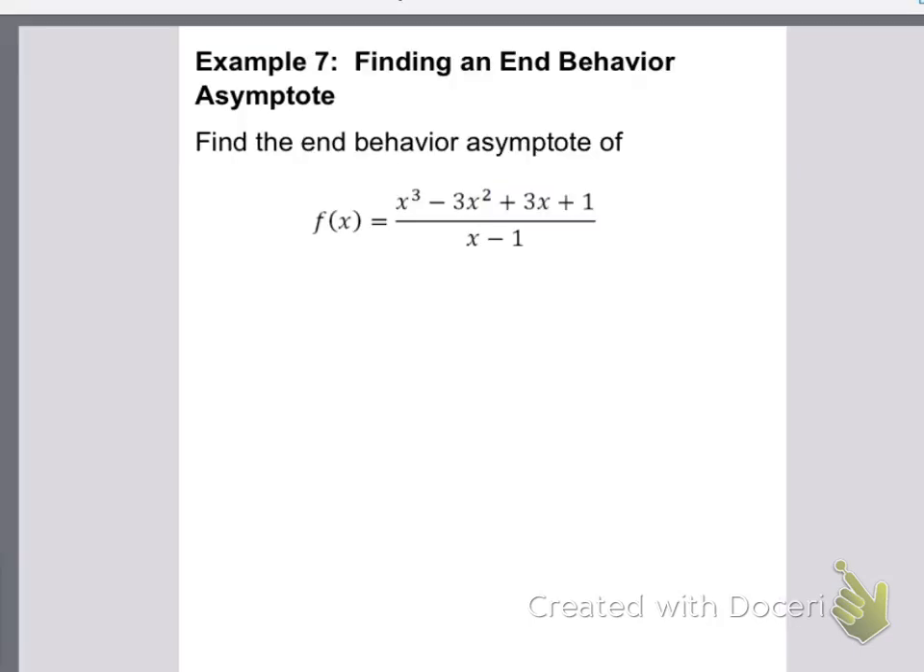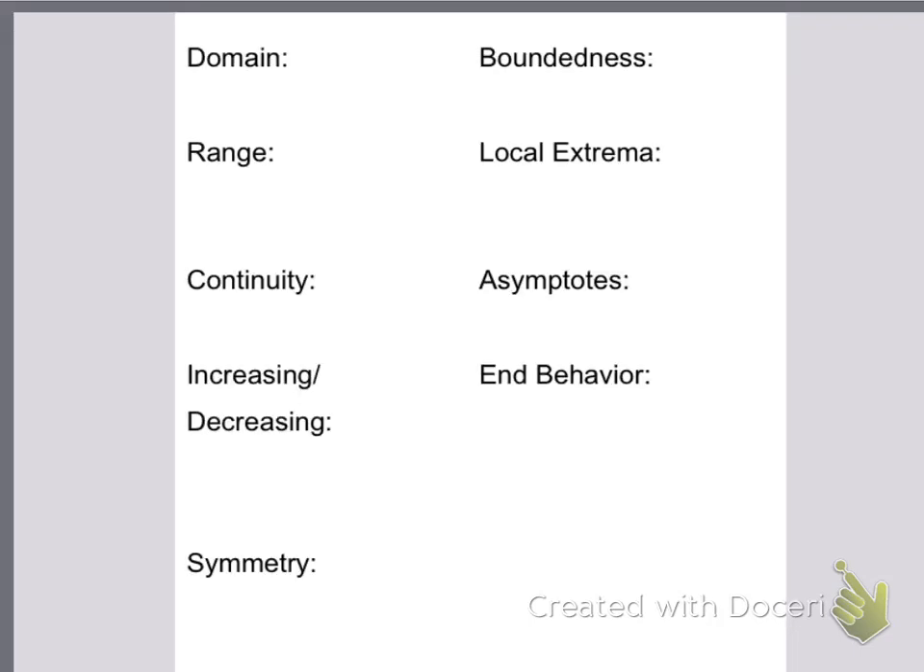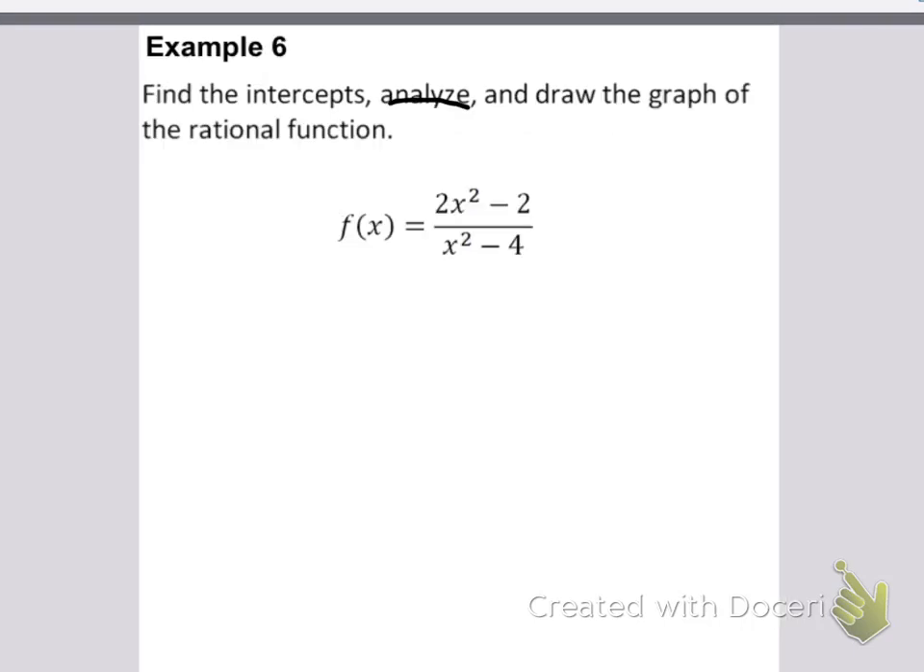So, domain: set x squared minus 4 equal to 0. You guys know how to do this, we don't need to work it out step by step. So x is plus or minus 2. Now, what that means is that x can't be plus or minus 2.